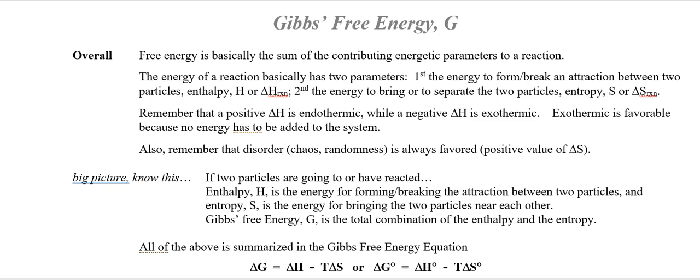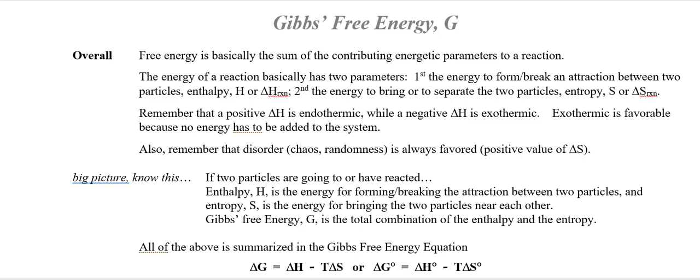The free energy is basically the sum of the contributing parts to a reaction. The parts of the reaction are bringing the atoms together, taking them apart, that's entropy, and making and breaking bonds, that's enthalpy. Enthalpy is measured in kilojoules, entropy in joules. So entropy tends to be a smaller number, but it's multiplied by a temperature, so that makes it big. So when we get down to it, we're going to have issues with unit conversions because delta H will be in kilojoules, delta S will be in joules, but delta G will be in either, usually kilojoules.